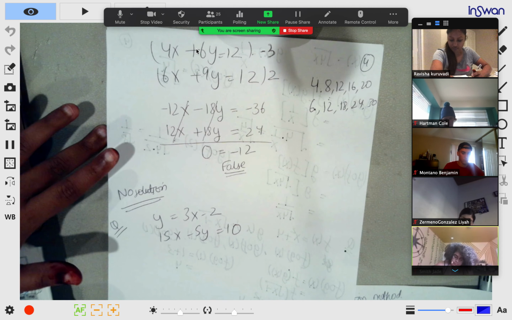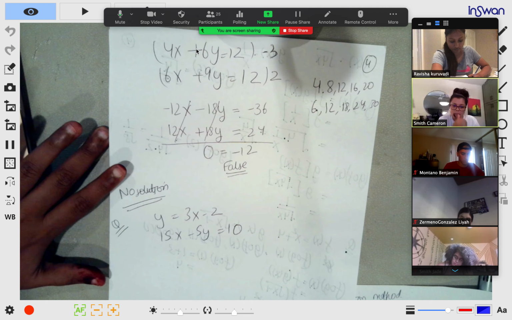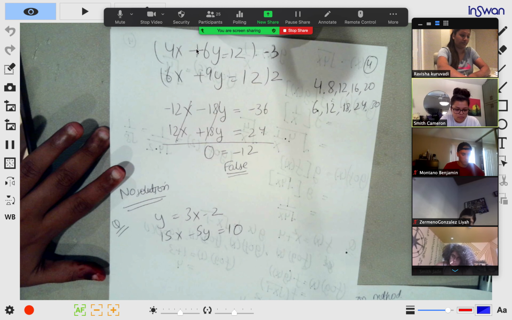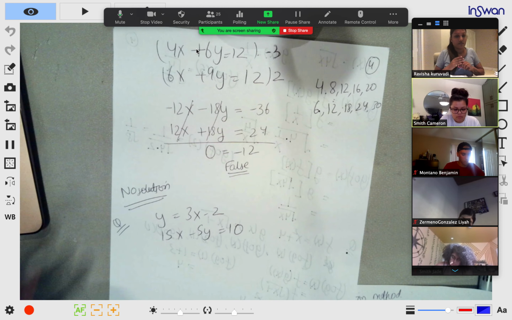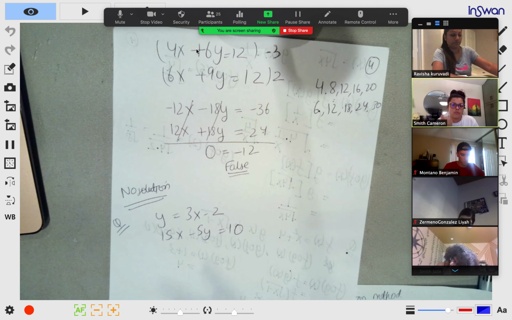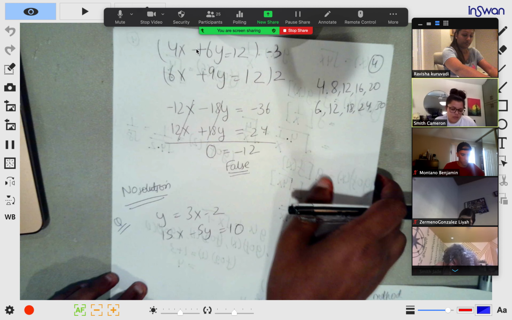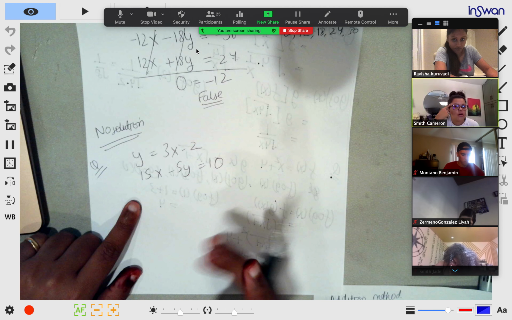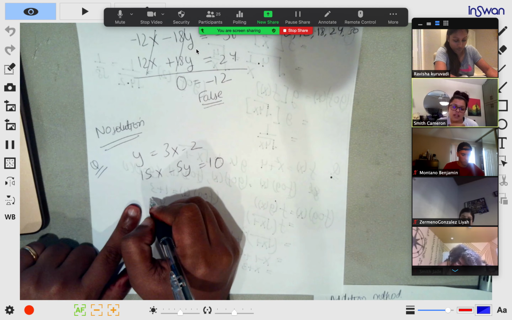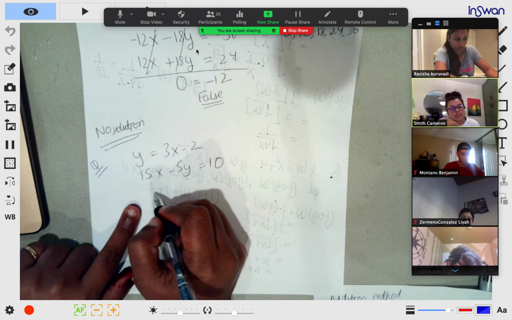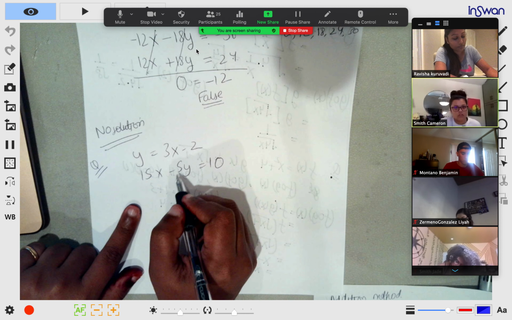Cameron? Okay, can you help me with this one? Which method are you using? Substitution or addition? Addition. Okay, you want to use addition. How do you use addition? So for the top equation, we have to move the y to the other side of the equal sign and the 2 to the other side. Okay, what does it become?